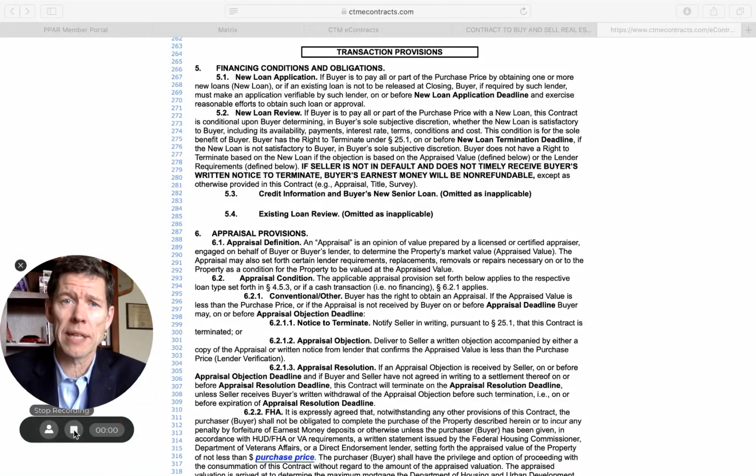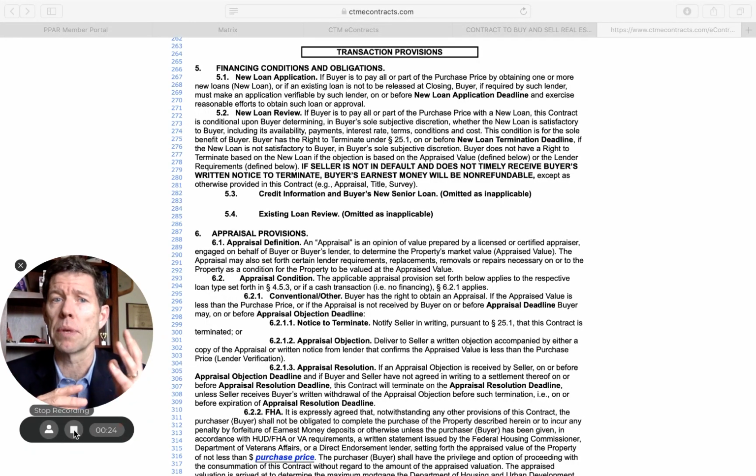So I mentioned when I talked about the date table, paragraph 3, that each of those dates is going to have some explanatory verbiage down below in the contract. And as we get into transaction provisions, that's exactly what we're talking about. Paragraph 5 being the first, which talks about financing conditions and obligations. And so what this does is it defines exactly what the buyer's rights are under each of those deadlines.